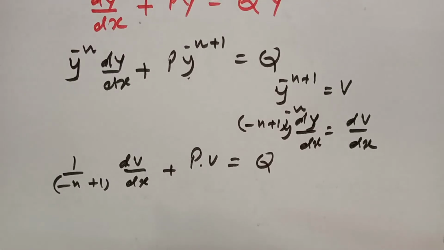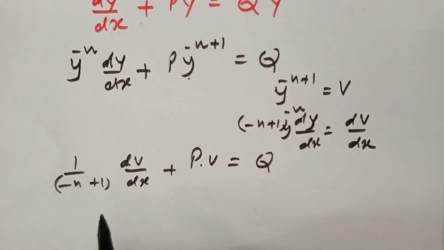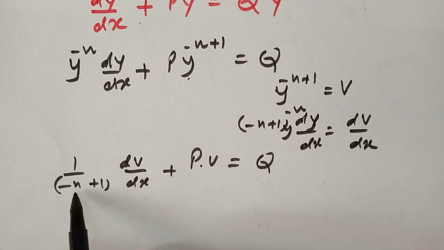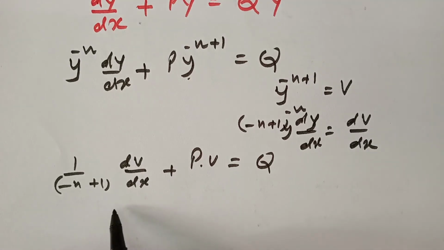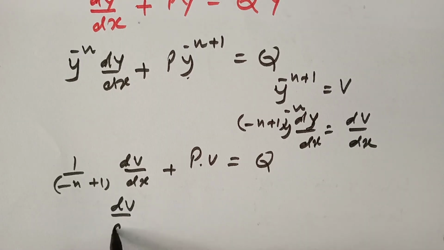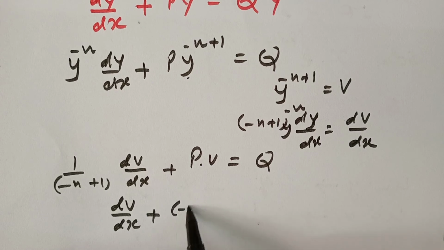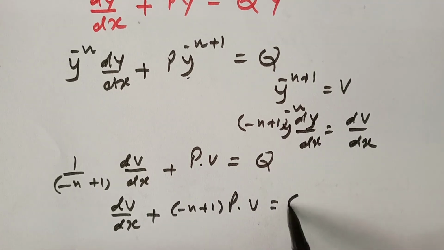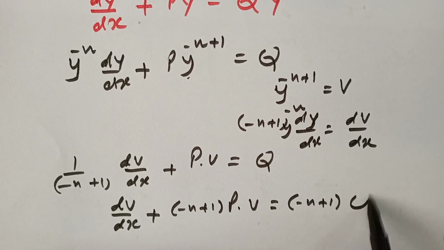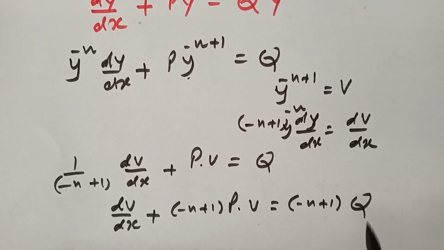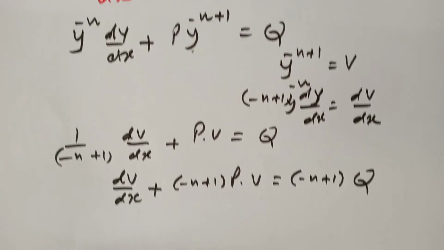Okay, so here for dv by dx, first we multiply (minus n plus 1) on both the sides. So we get dv by dx plus (minus n plus 1) pv is equal to (minus n plus 1) into q. Here p and q are functions of x alone or constant.